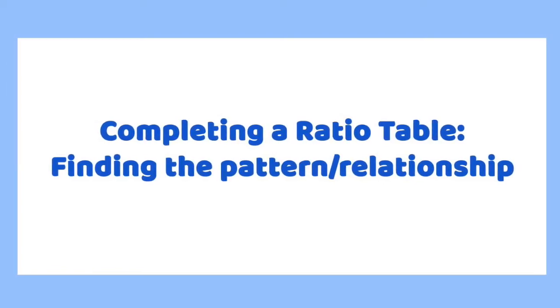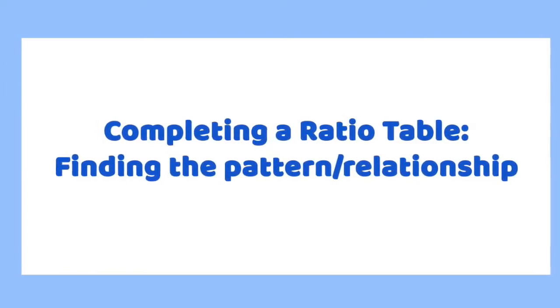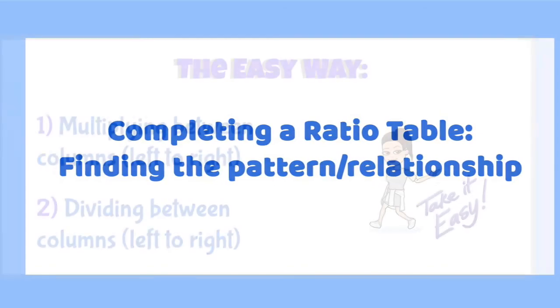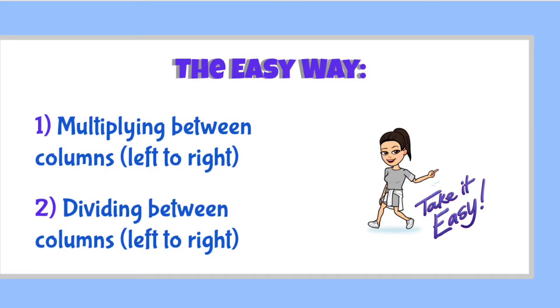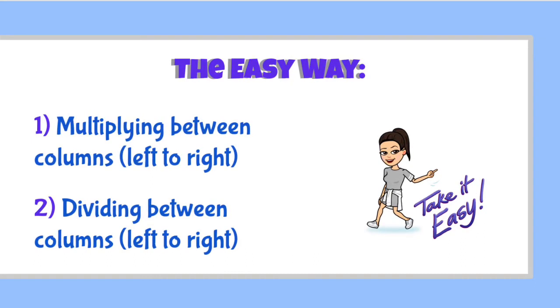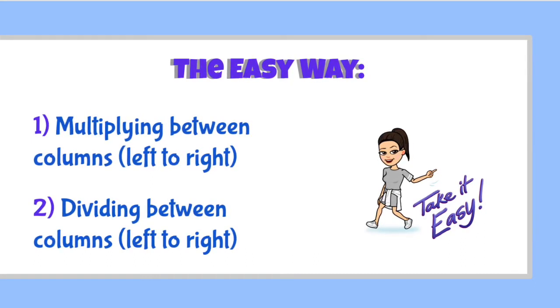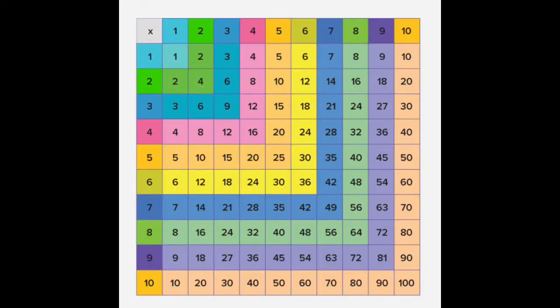Completing a ratio table. Finding the pattern or relationship within a table. There are many ways to do this, but I usually like to start with the easiest, which is to multiply or divide between the two columns. So make sure you have your multiplication table ready for help.